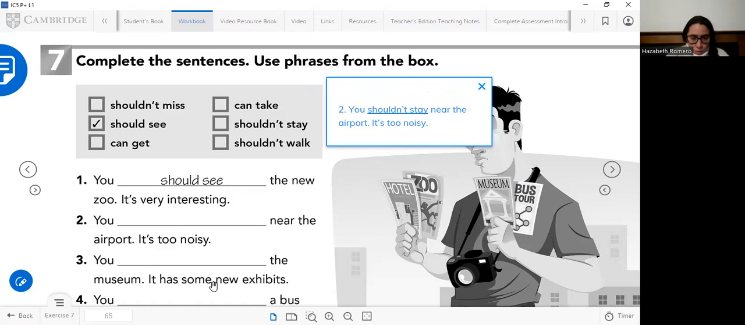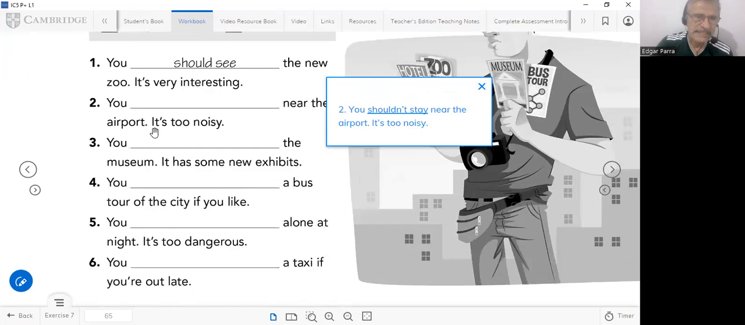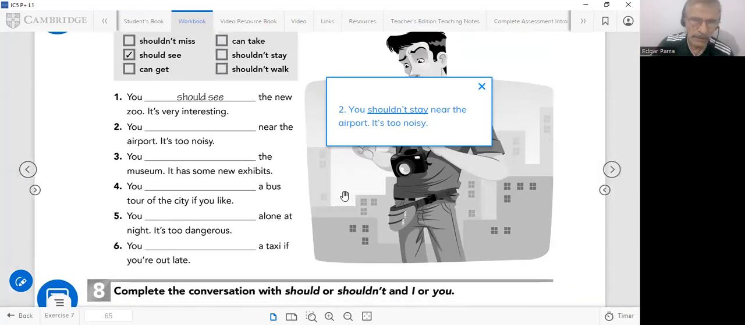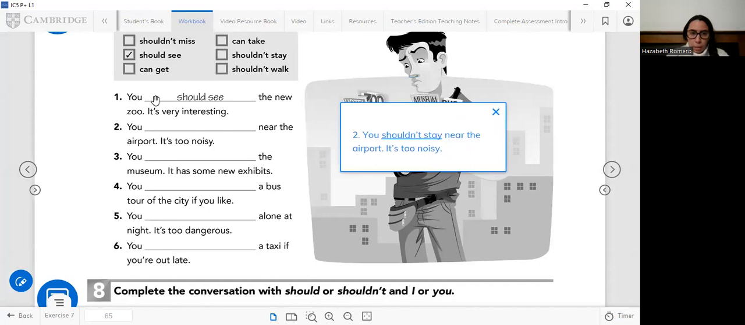It has some new exhibits. You should see the museums. Okay, it could be should see, but should see has already been used in the first one, which is an example. Can you take another one? Because you have 6 situations, right? 1, 2, 3, 4, 5, 6. You see? So I recommend you use a different one because this one has already been used. Tell me a different one.